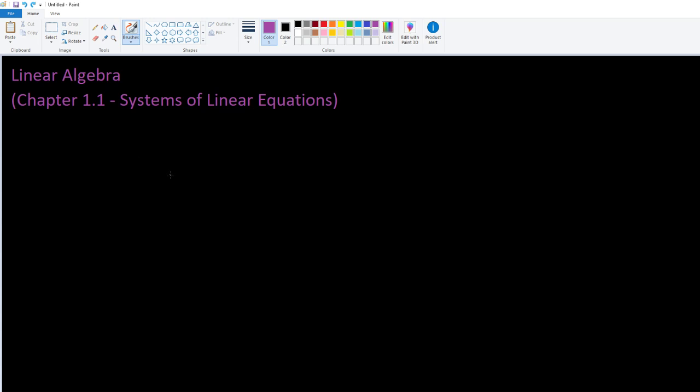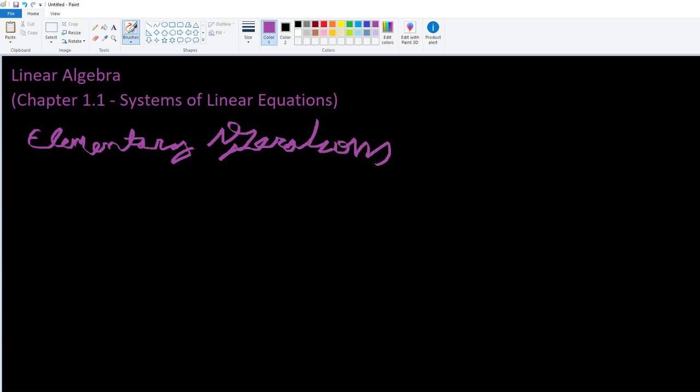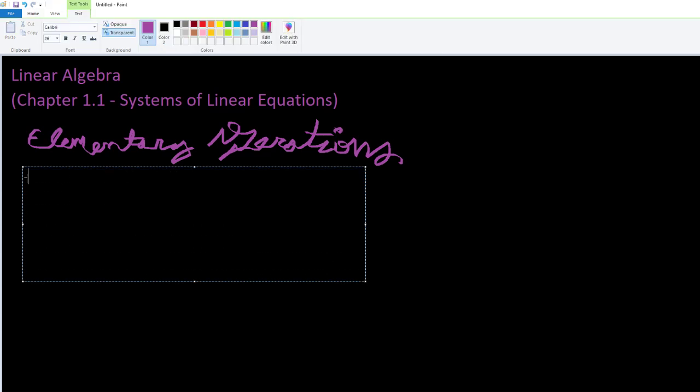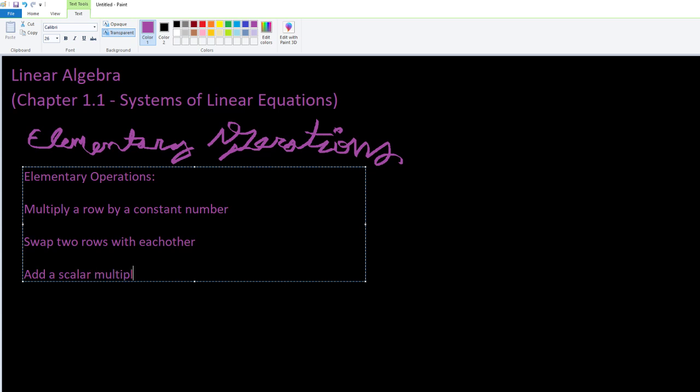Okay. Fancy pen. So you can perform elementary operations on a matrix. Elementary operations. Look at that nice writing. Okay, you can do elementary operations, which are: you can multiply a row by a constant number, you can swap two rows with each other, or you can add a scalar multiple of a row to another row. These are the 3 elementary operations.